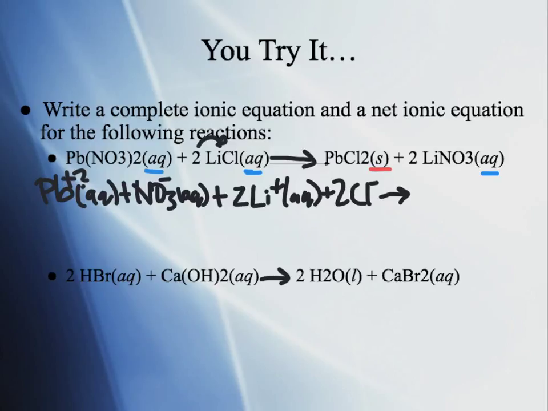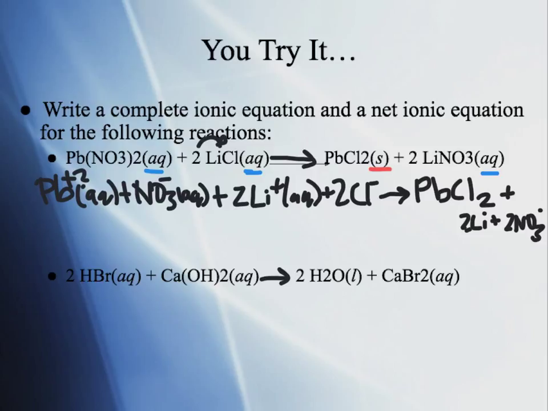Okay, and on the right-hand side, PbCl2 is a solid, so we cannot break him apart. So he's going to stay together. All right, but we do have another aqueous, Li and NO3. Those guys are ions in the aqueous form. Okay, so that's our complete ionic equation where we break up all the AQs into the ions that form it.